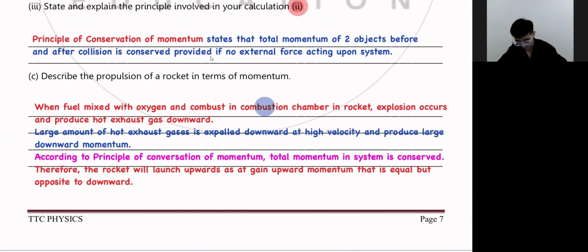And then remember producing a downward momentum. That's the second thing you have to talk about. The third thing to discuss is the principle of conservation of momentum. Lastly, discuss the upward momentum that comes from the downward momentum. Is that clear? After question C, you look at question D.